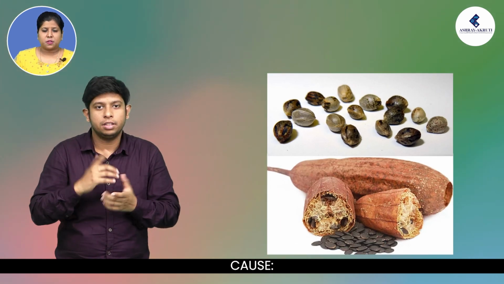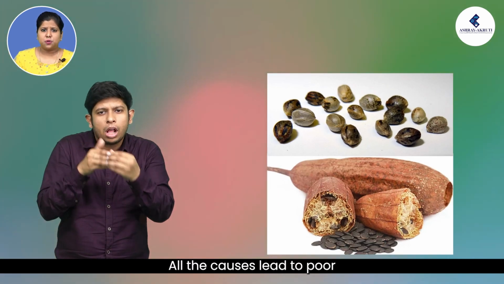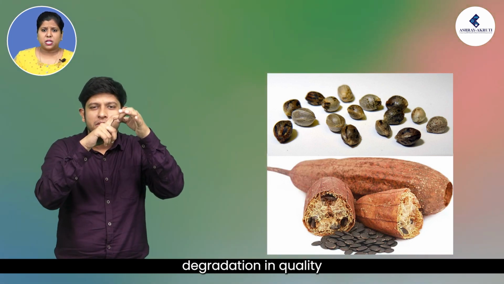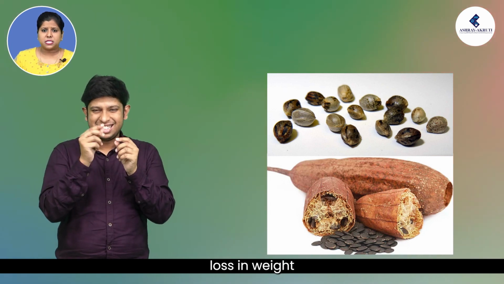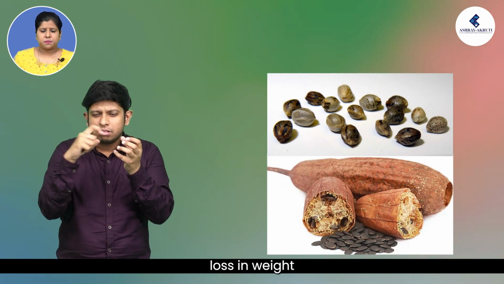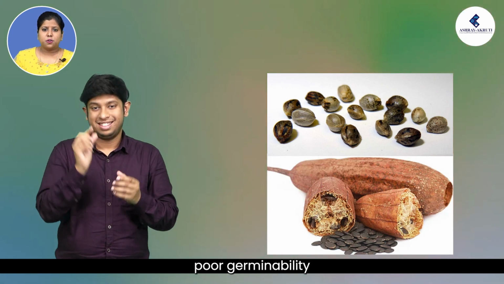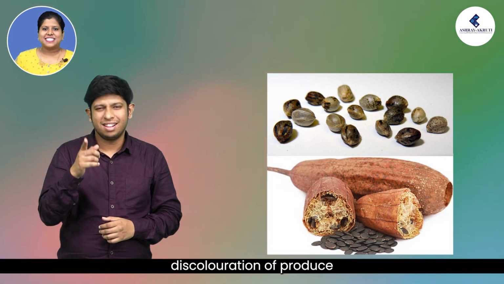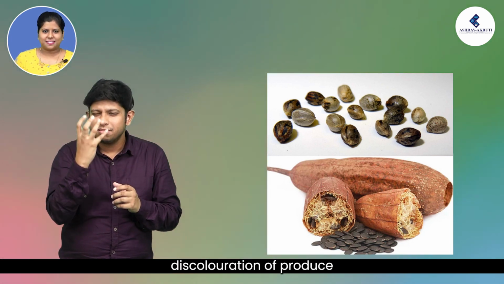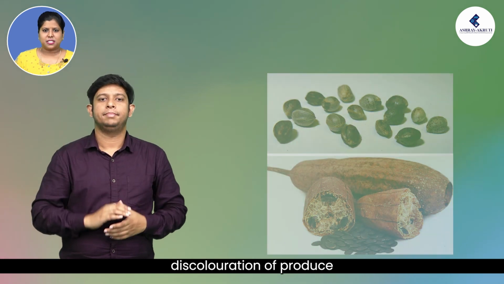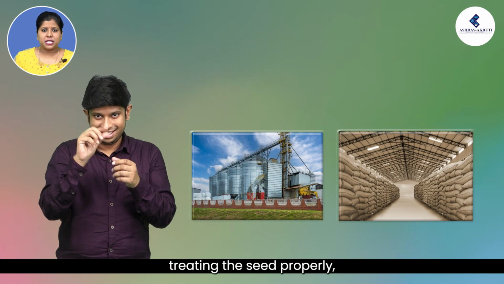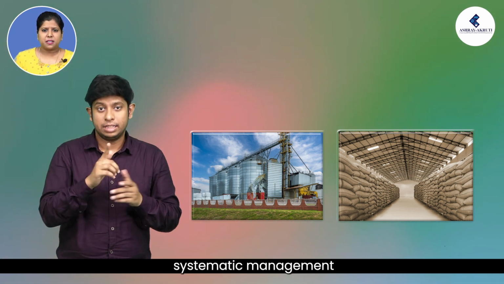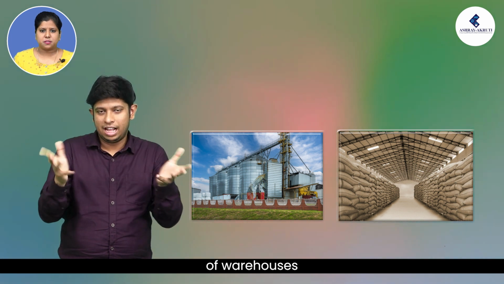Causes: all of these lead to poor marketability, degradation in quality, loss in weight, poor germinability, and discoloration of produce. Control: treating the seed properly before use, and systematic management of warehouses.